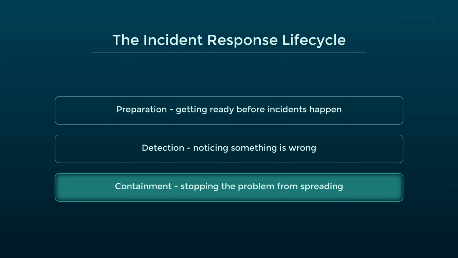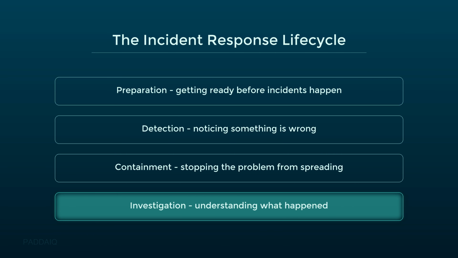Containment, stopping the problem from spreading. This means quickly isolating the issue to prevent further impact. For example, if a security vulnerability is detected in one application, immediately restrict its network access to protect other systems. Swift containment is essential to minimize overall damage and maintain operational stability.